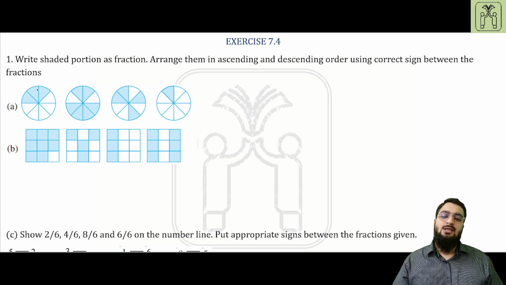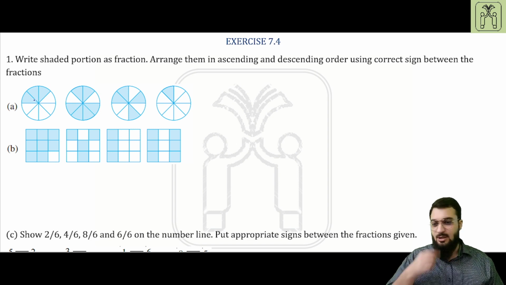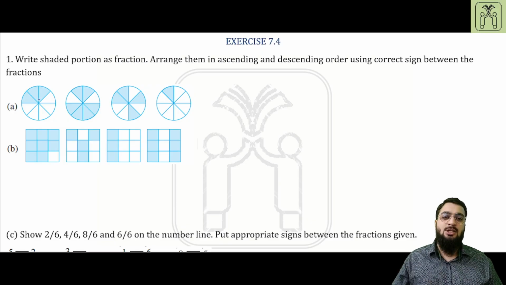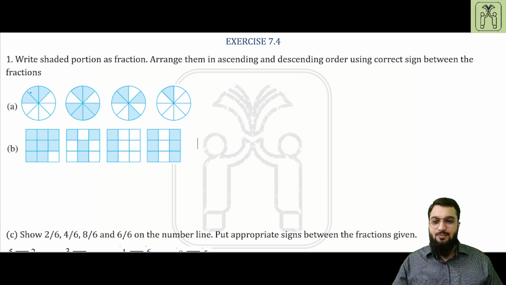So I'll just start writing the fraction. We have done the step-by-step procedure in our first three lectures, that how do we write the fractions for shaded regions. So by now you must be proficient in that, so I'll just write the fraction directly. Okay, so this will be 1 2 3 4 5 and 3 8. This will be 3 upon 8. Next will be 1 2 3 4 5 6 and 8, so this will be 6 upon 8. Then 1 2 3 4, this will be 4 upon 8, and this will be 1 upon 8.